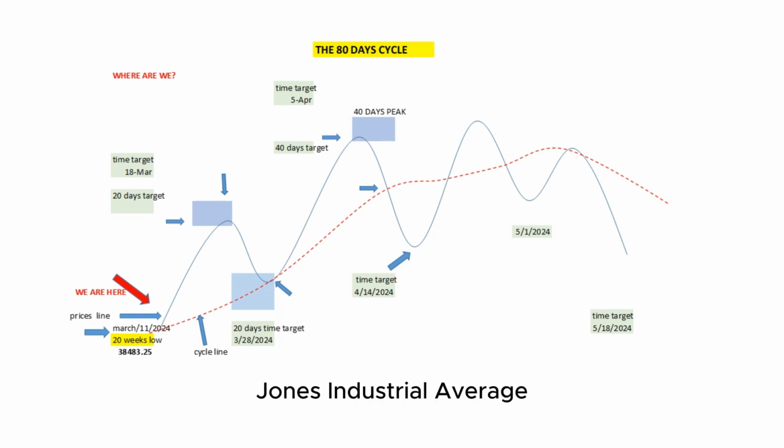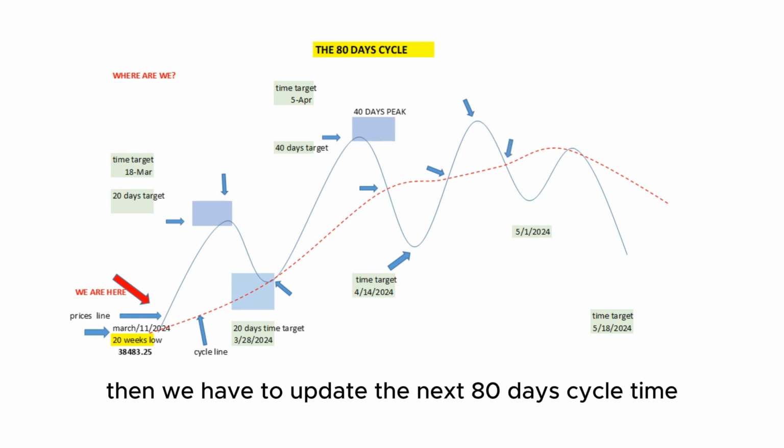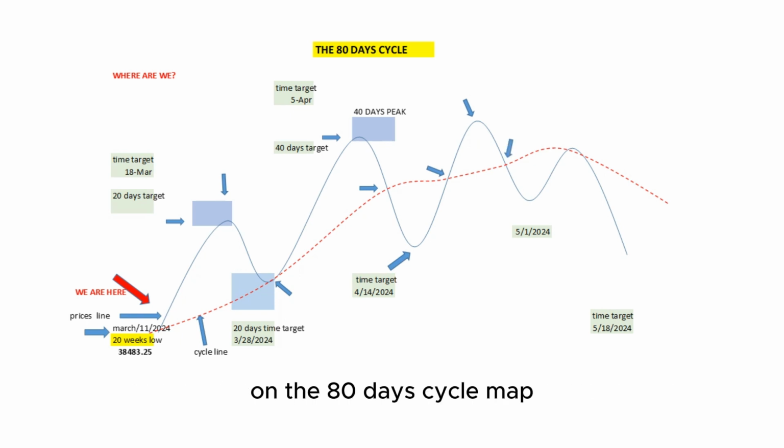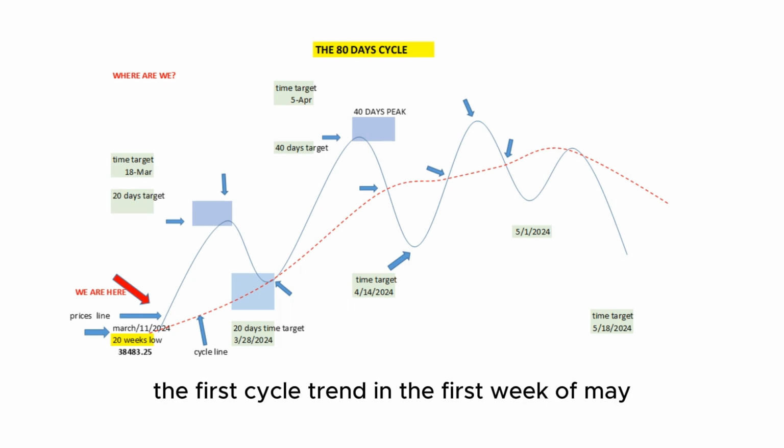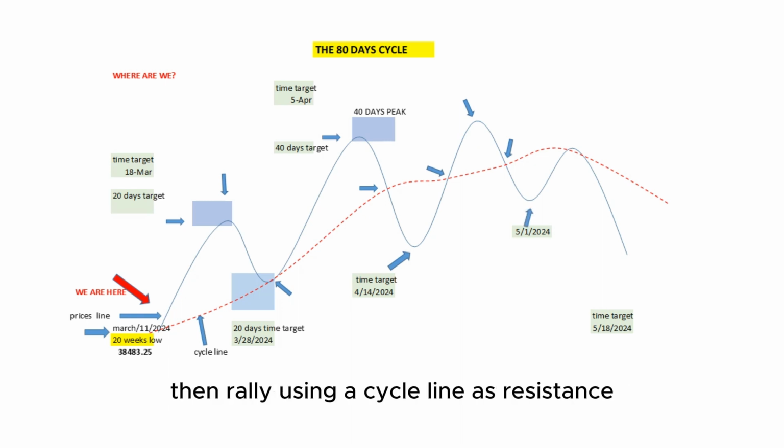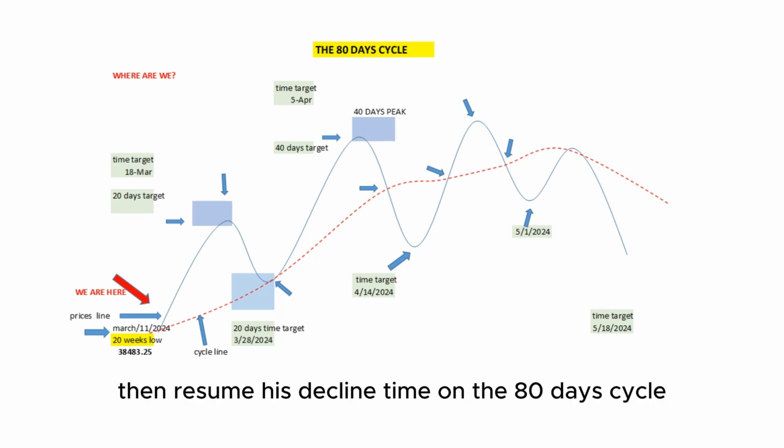Then the Dow Jones Industrial Average, if the 80-day cycle is running longer than expected, cycle line. Just as a reminder, originally the expected date was March 19th. The market will cross again below its cycle line. Then we have to update the next 80-day cycle time on the chart and on the roadmap. With the first low, the trend is up at least to April 14th, then rally, using its cycle line as resistance, the red dashed line. Then resume its decline to form the 80-day cycle low on May 18th.